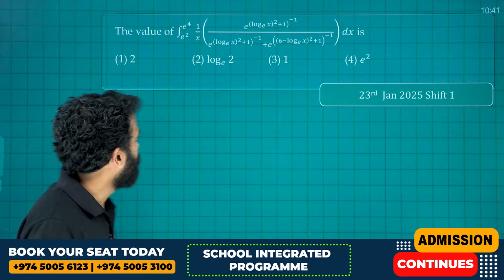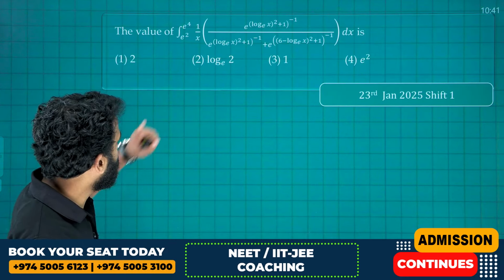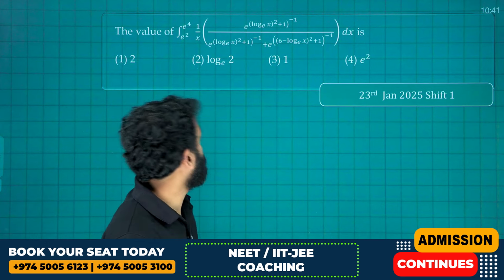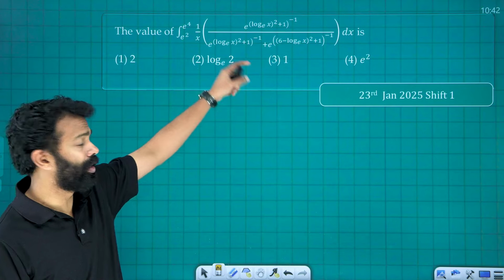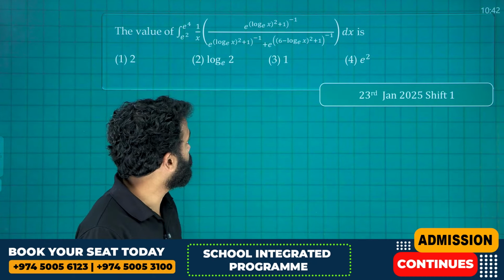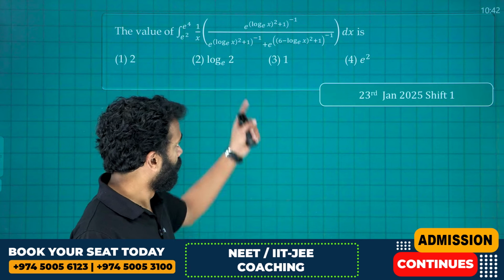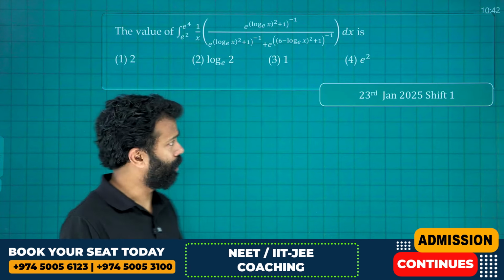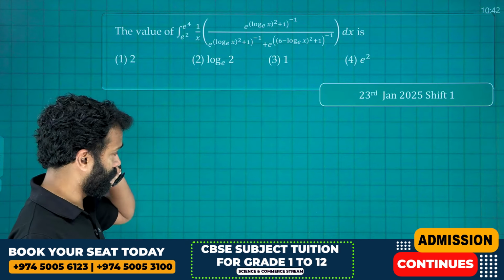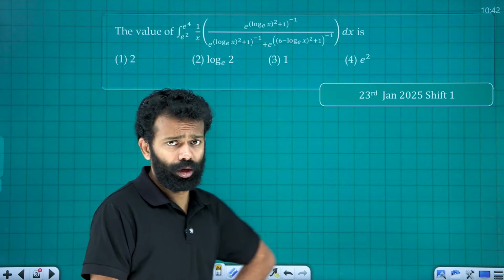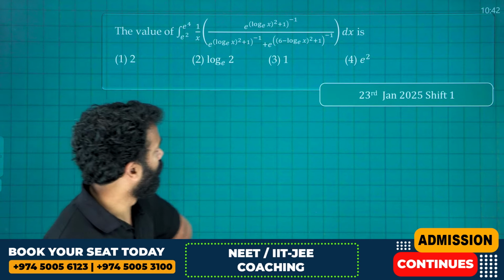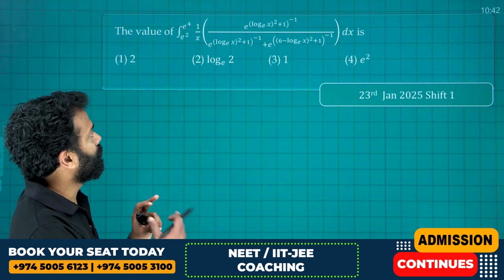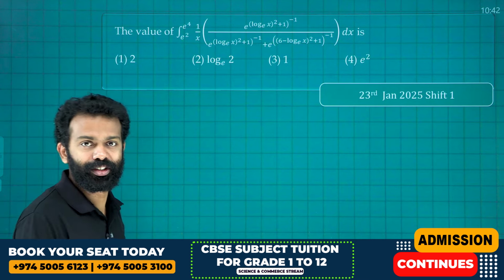Okay, so let's start. Our very first question: it is given that the value of the integral from e squared to e raised to 4 of 1 by x times (e raised to (log x square plus 1))^-1 divided by [(e raised to (log x square plus 1))^-1 plus (e raised to ((6 minus log x) square plus 1))^-1] dx. Okay, the options are given here. So how are you going to do this one? It's a very easy one actually. It may be a slightly messy question, but it's a very easy question actually.